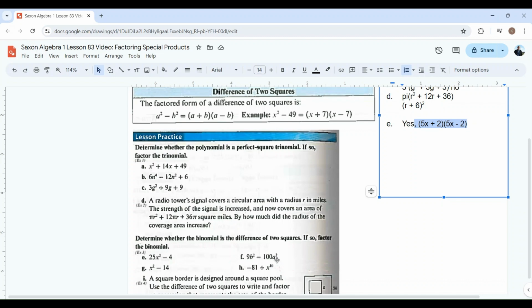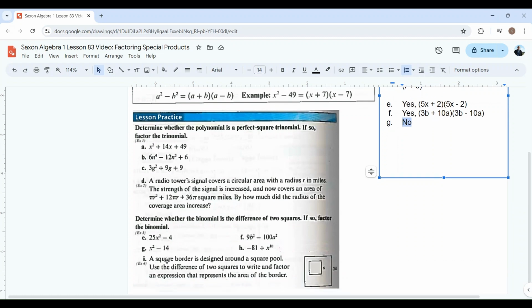All right, let's see if this one fits the pattern. 9b squared minus 100a squared. Yes. I noticed that 3b can be squared to make 9b squared. 10a can be squared to make 100a squared. So this is going to be 3b plus 10a, 3b minus 10a. I'm just following the pattern. That's all I'm doing. G is not a difference of two squares, because 14 is not a perfect square.